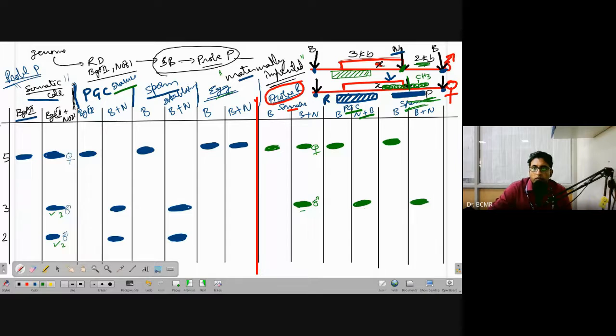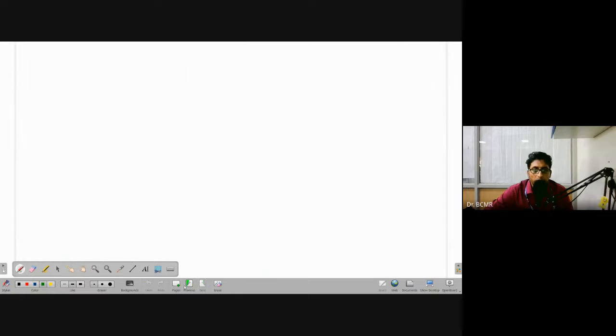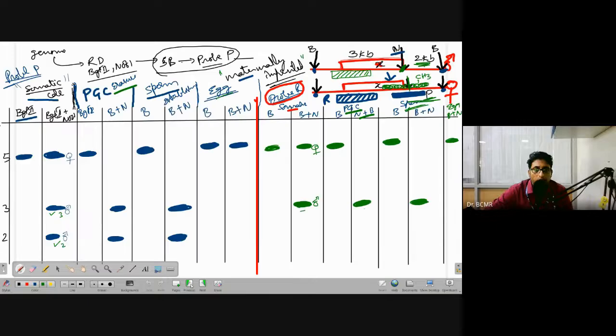In egg, if it were egg and BGL2 plus not 1, we would get one 5 kb fragment. Okay, so this is complicated, and that is why I'm spending almost the whole hour just to discuss one problem. And it is complicated because you have to think about multiple things.